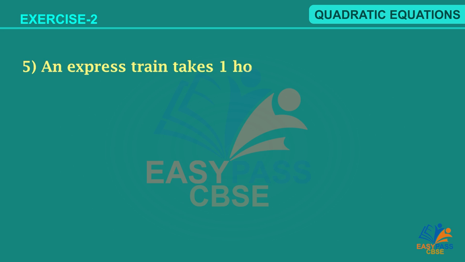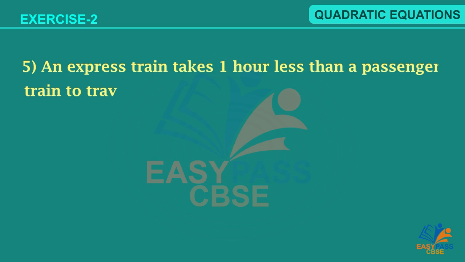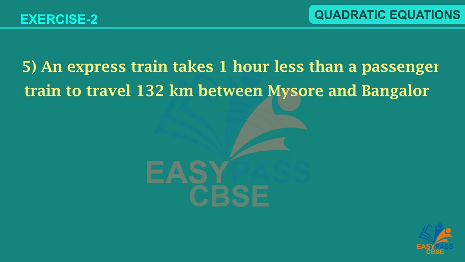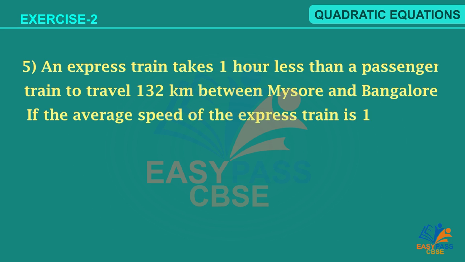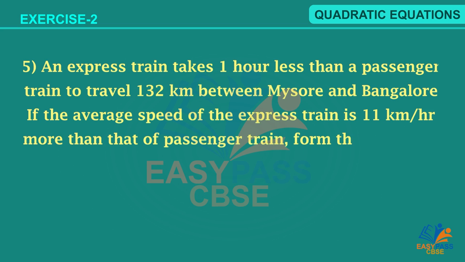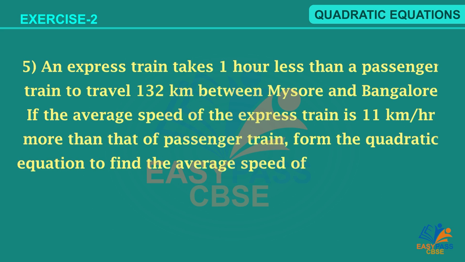An express train takes 1 hour less than a passenger train to travel 132 kilometers between Mysore and Bangalore. If the average speed of the express train is 11 kilometers per hour more than that of the passenger train, form the quadratic equation to find the average speed of the express train.